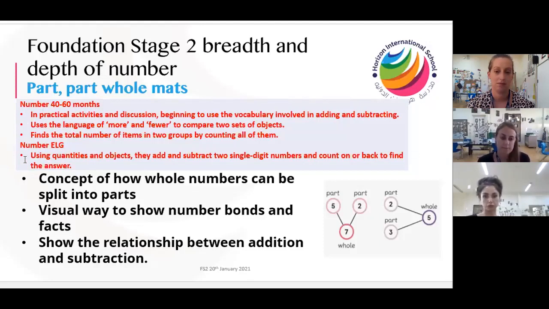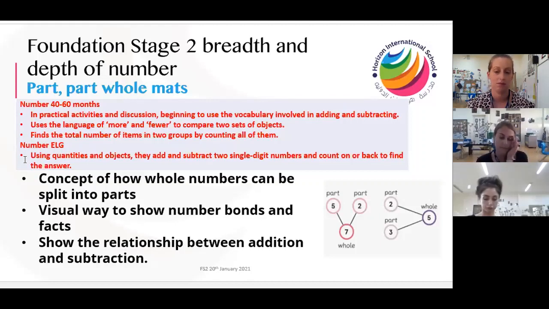So part whole is just the concept of whole numbers being split into 2 parts. So that one part and one part makes a whole. So it's a visual way of showing number bonds and number facts. And we've actually been busy working on our number bonds to 10 in class this week. And it's also a good way of showing the relationship between addition and subtraction.